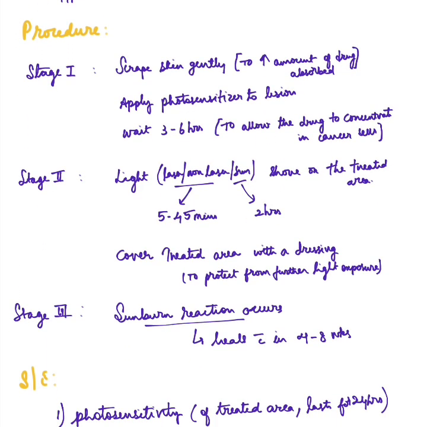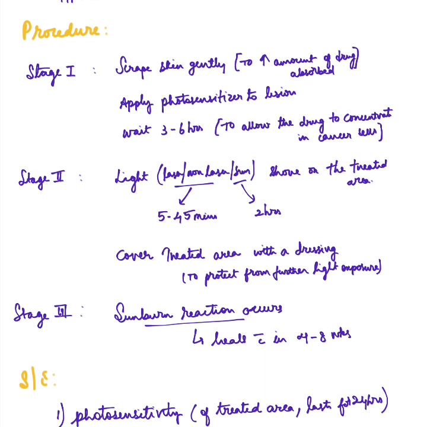Coming to the procedure, in the first step, we gently scrape the lesion to increase the absorption of the drug, and then the photosensitizing agent is applied to the lesion. This is followed by waiting for a period of 3 to 6 hours in order to allow the drug to concentrate in the cancer cells.